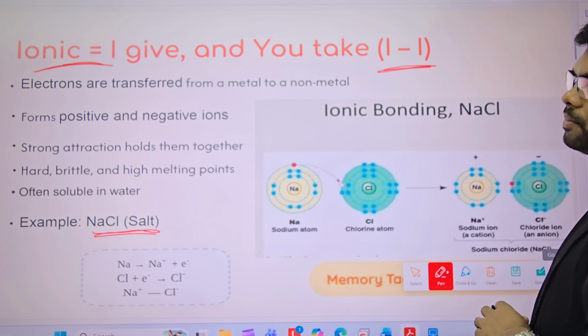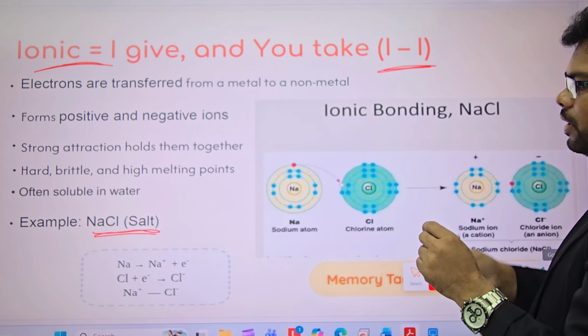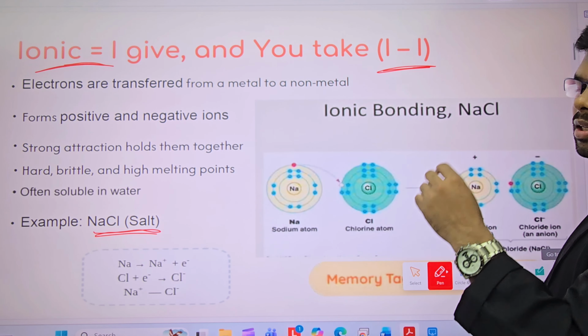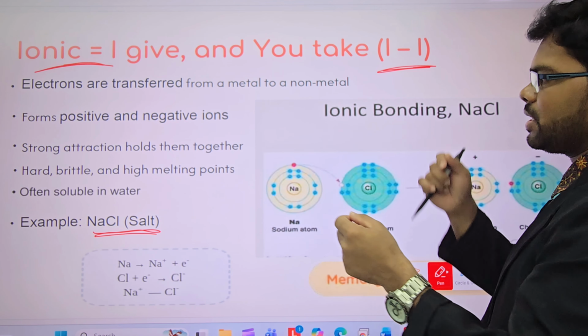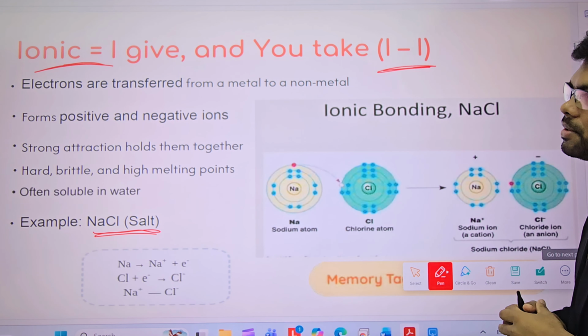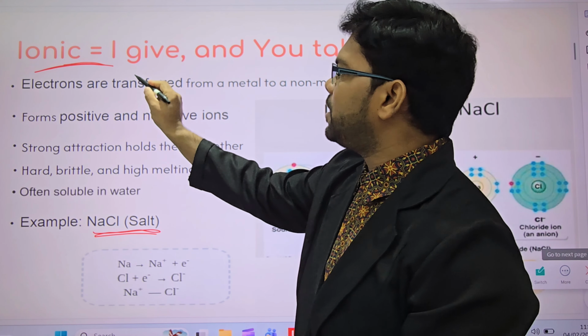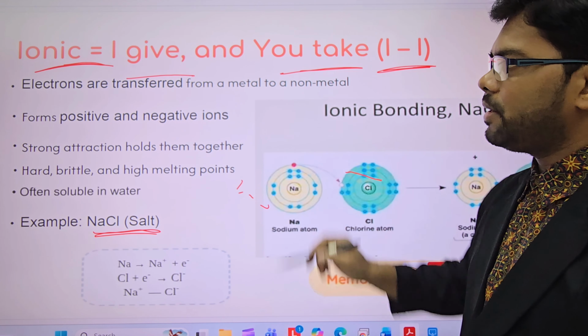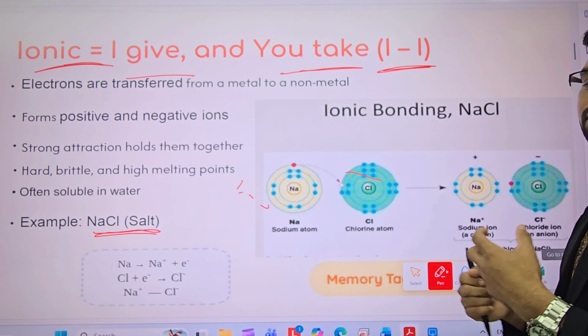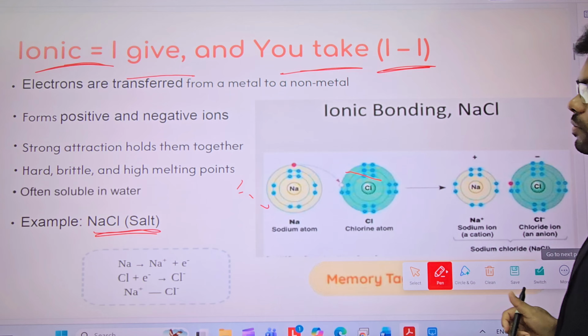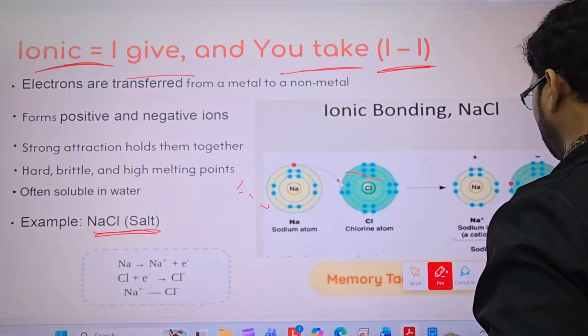So what is the condition? One atom should be a metal, the other atom should be a non-metal. So somebody is there to give the electrons, somebody is there to receive those electrons. Therefore I have mentioned here, I give and you take. Okay, it is like a giving and taking relationship. Am I clear? Now look at the example here.